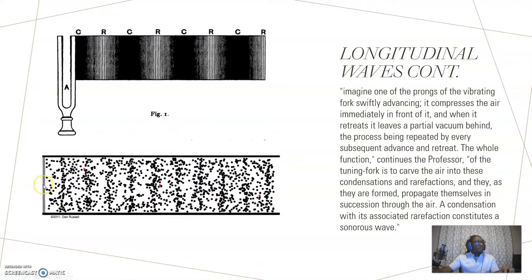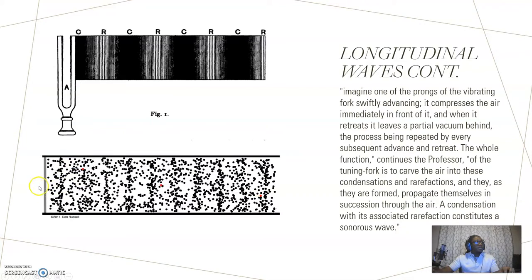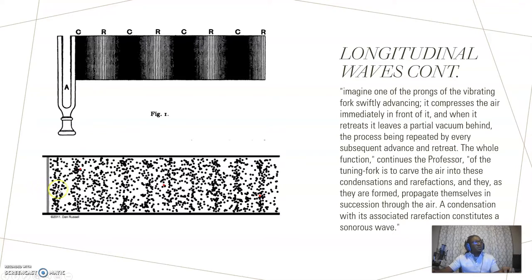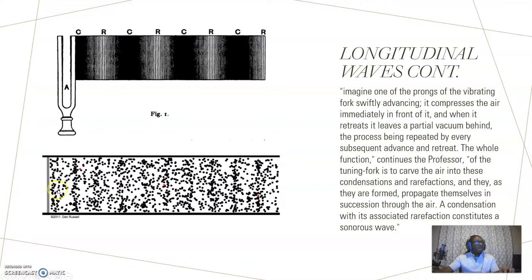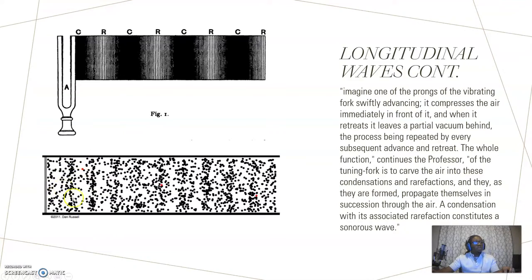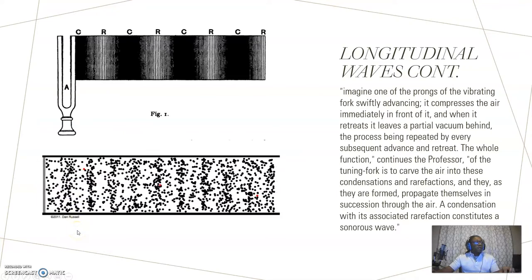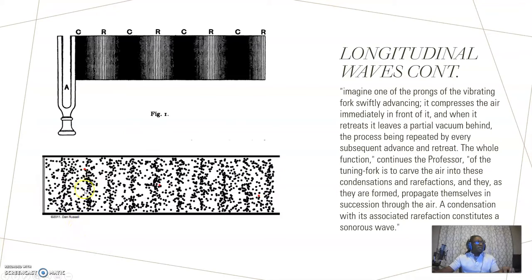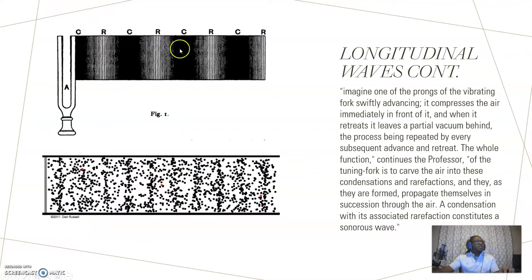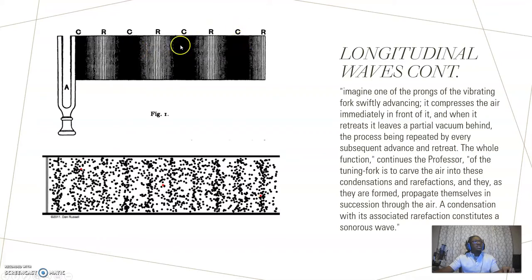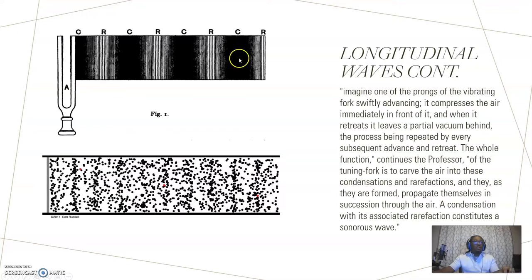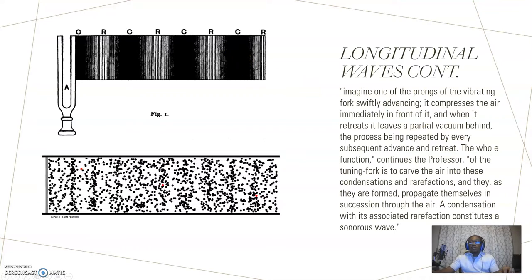And we can see that happening down here in this same graphic. This would be the pitchfork moving in slow motion. So it moves forward, compresses air, and then it moves back, leaving a little bit of space, a rarefaction, and then it creates another compression. And so our sound waves are measured from compression to compression. So from this C to this C would be one wavelength, from this C to this C, and so on and so forth. So you measure longitudinal waves from one compression to the next.